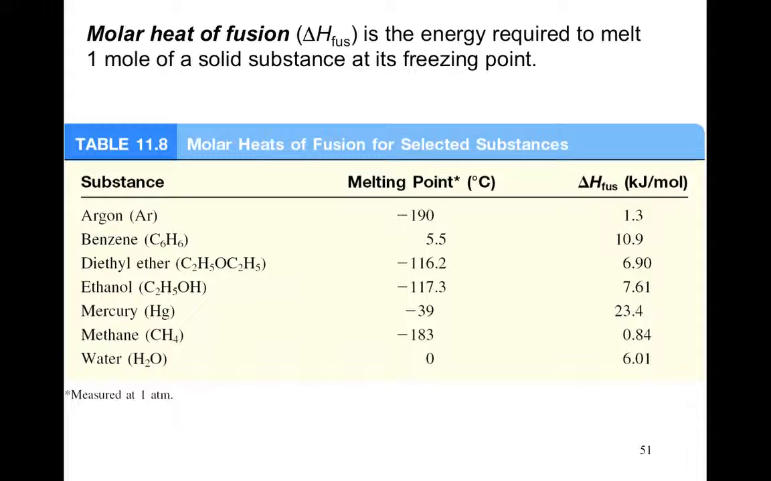Molar heat of fusion is the energy required to melt 1 mole of a solid substance at its freezing point. And so here's another chart comparing melting points and how that relates to their delta H of fusion.